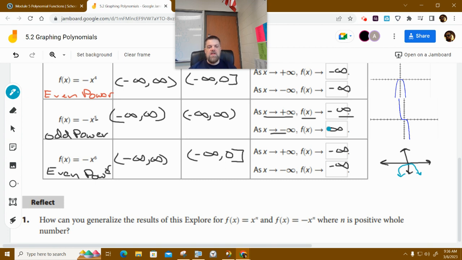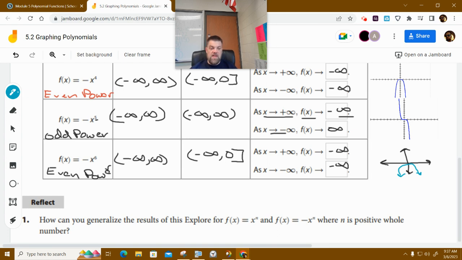Now, I do have a question. It says, how can you generalize the results from f of x equals x to the n and f of x equals negative x to the n, where n is a positive whole number? So how would you answer that? Basically, what patterns emerge? All of the domains are the same.